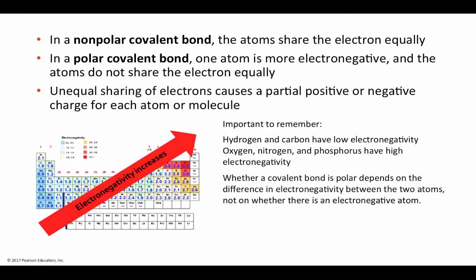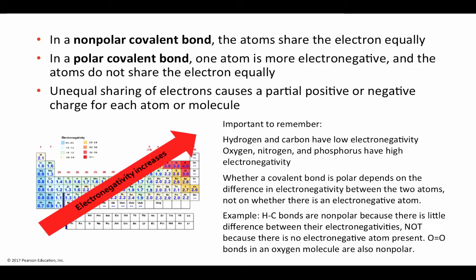Being polar or nonpolar is going to have a huge effect on the properties of these molecules in biological systems. This is a very, very important characteristic of these molecules, as you'll see when we go on. So you need to understand that whether a covalent bond is polar depends on the difference in electronegativity between the two atoms, not on whether there's an electronegative atom present in this bond. So for example, hydrogen-carbon bonds are nonpolar because there's little difference between their electronegativities, not because there's no electronegative atom there.